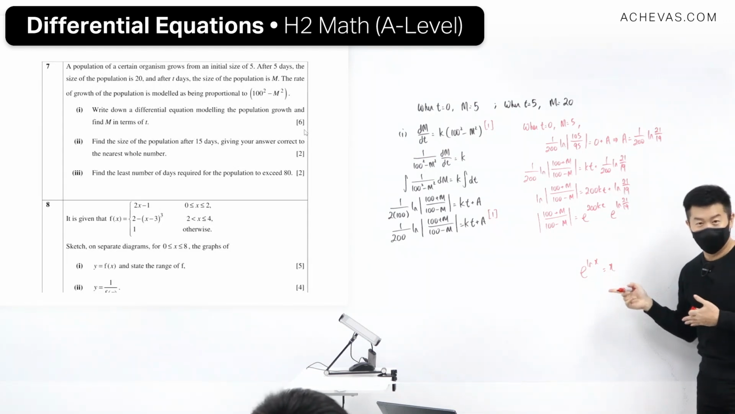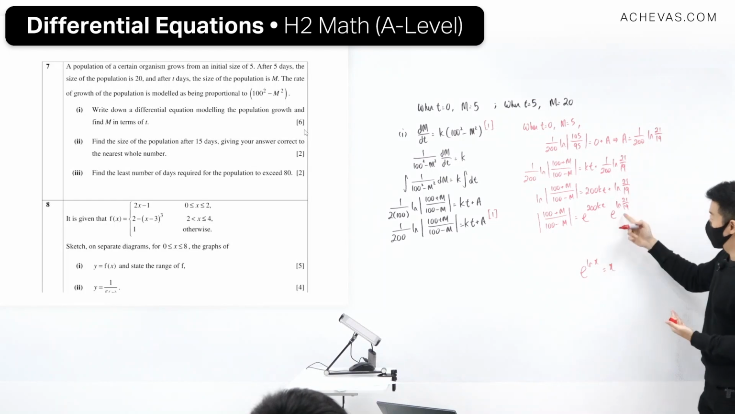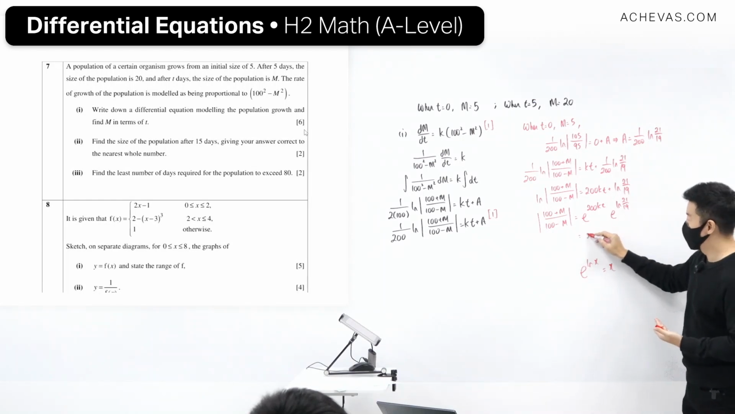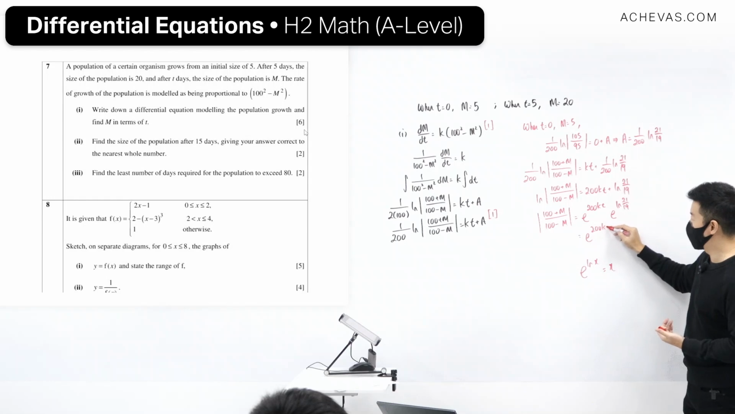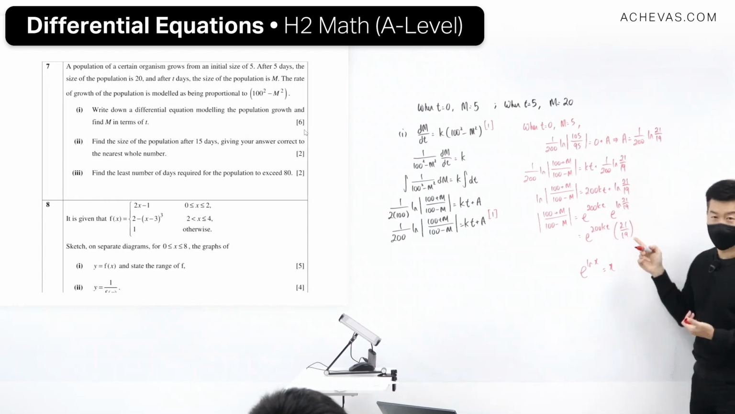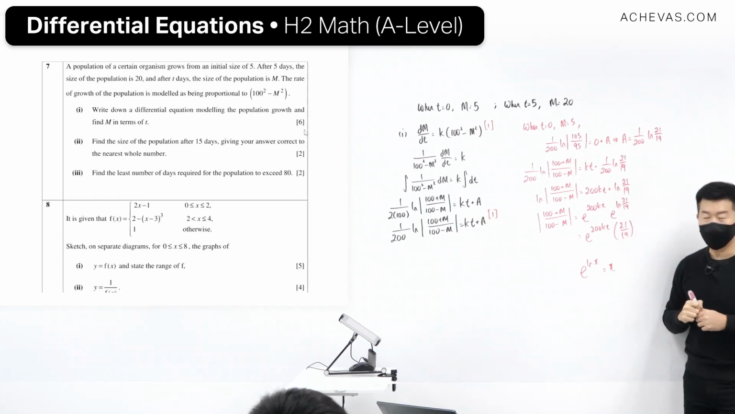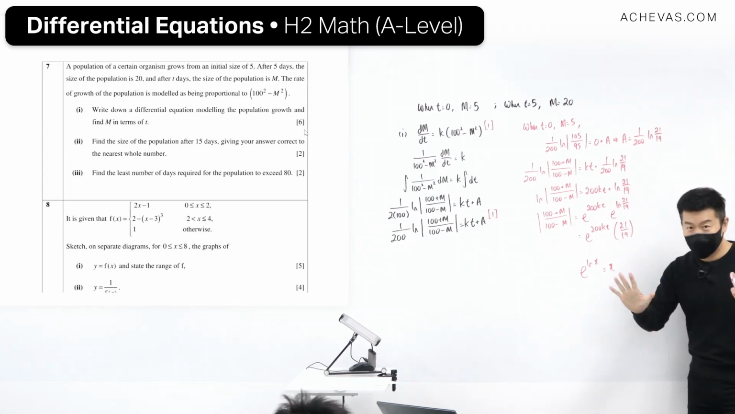Please make sure that you know this. It's very, very useful. So this will become e to the power of 200kt. This will become just 21 over 19. This is secondary school stuff. Any questions so far? We are still exploring. We are just doing algebra.